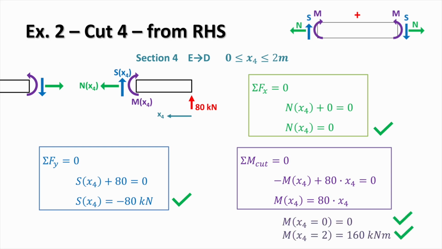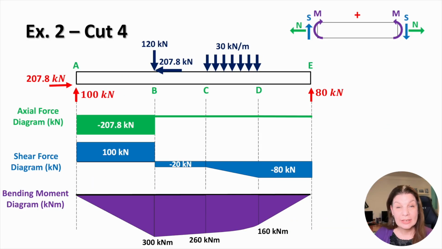Evaluating the results at the boundaries, when x4 equals 0, which is point E, the bending moment is 0, which is exactly what we expect at a simply supported beam. And when x4 equals 2, which corresponds to point D, the bending moment is 160 kilonewton meters, which matches the value obtained previously. This confirms that the solution is consistent and that analysing from either side gives us the same internal force results. And we can now complete the internal force diagrams for example 2.